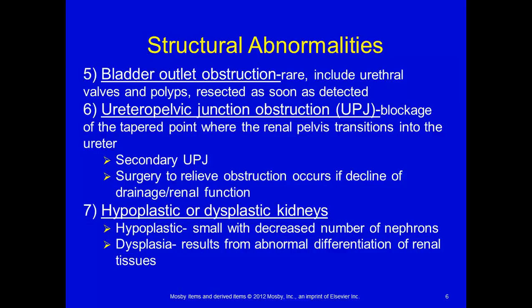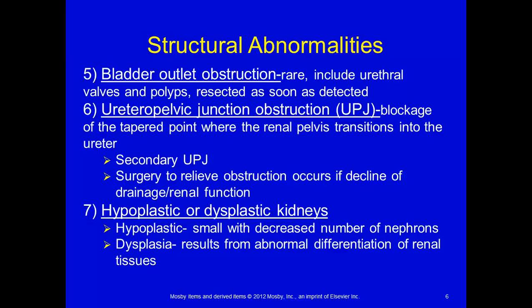And interestingly, the babies that have the polyps in the urethral lumen are usually males, because the polyps usually form in and around that prostatic area of the urethra. So that's more commonly in males, obviously, than females because of the presence of a prostate in boys.